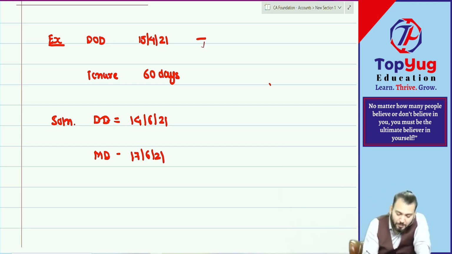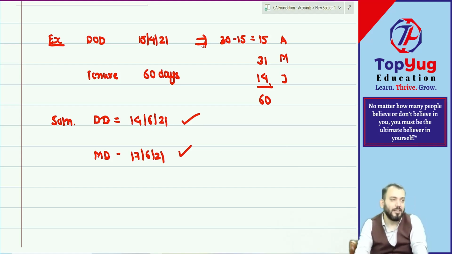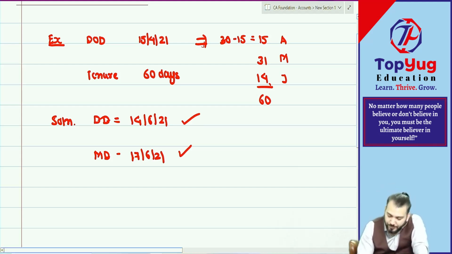In the month of April, how many days? Total days is what? 30. 30 minus 15 is equal to 15 April. Then in the month of May, how many days? 31. Then in the month of June, how many days required? 60. So 60 minus this is how much? 14 is coming. So 14 June is correct. Added by 3 days, it is also correct. Very good. Excellent.